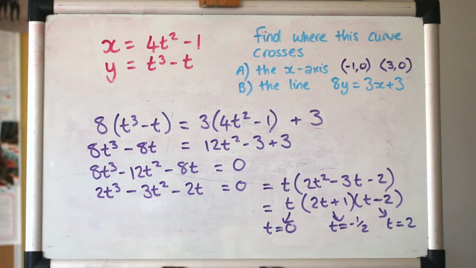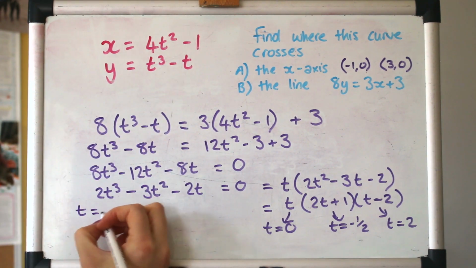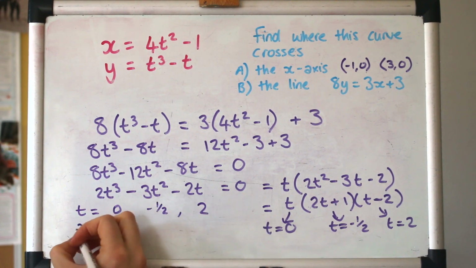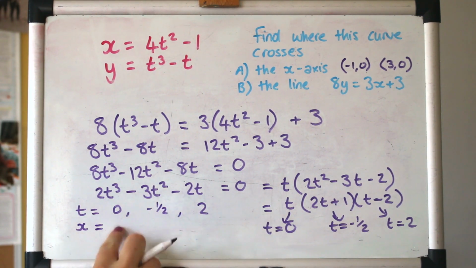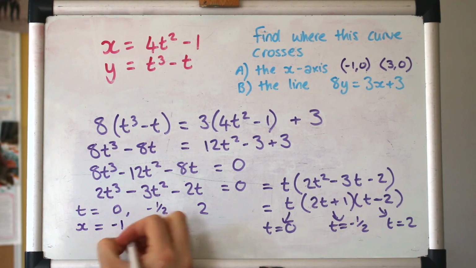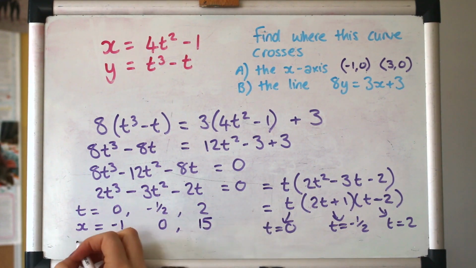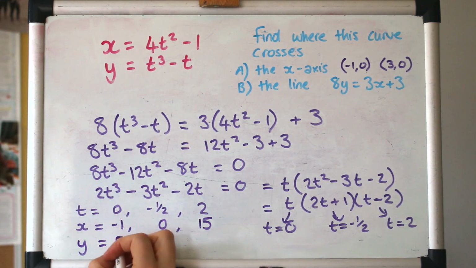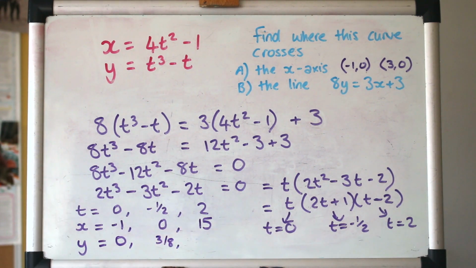Okay, so we found 3 points, 3 values of t. And again, to get the coordinates, we need to substitute them back into x and y to find those coordinates. Okay, so just writing that over here, I'll substitute those in. Okay, so our coordinates are (-1, 0), (0, 3/8), and (15, 6).